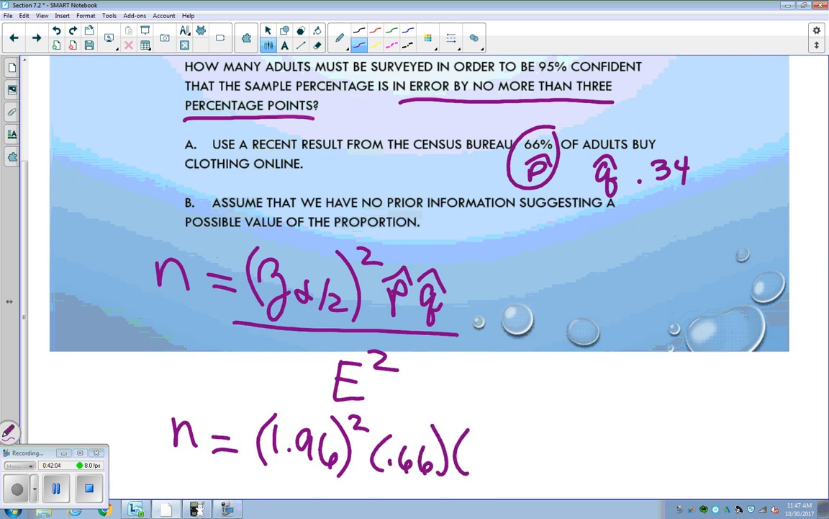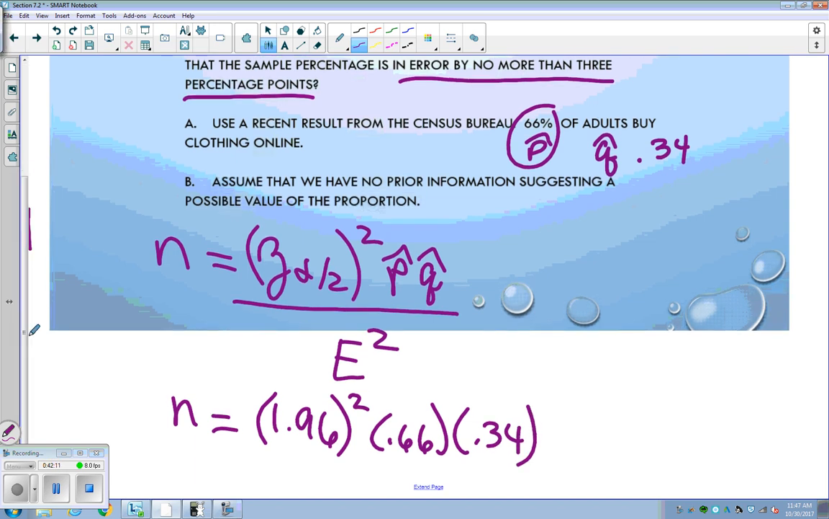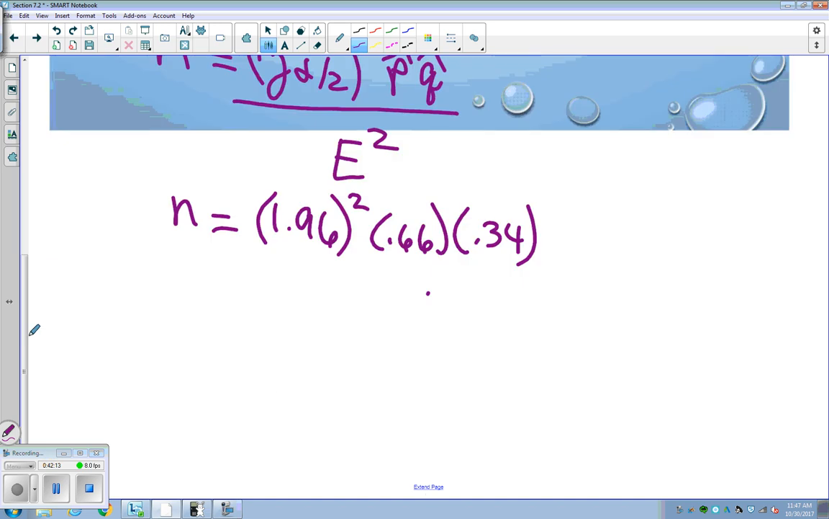Everybody okay? So now I'm going to multiply by 0.66 and multiply by 0.34. Then I have to divide this by E squared. What's E? E is my margin of error, right? 0.03, because it tells me by no more than 3 percentage points. So I'm going to use 0.03, and then I need to square that.